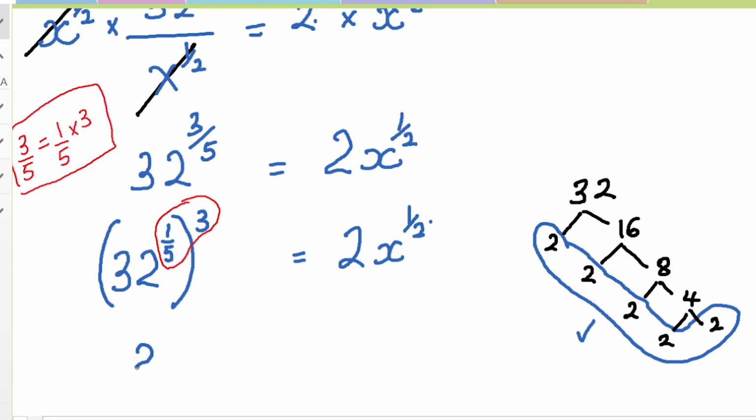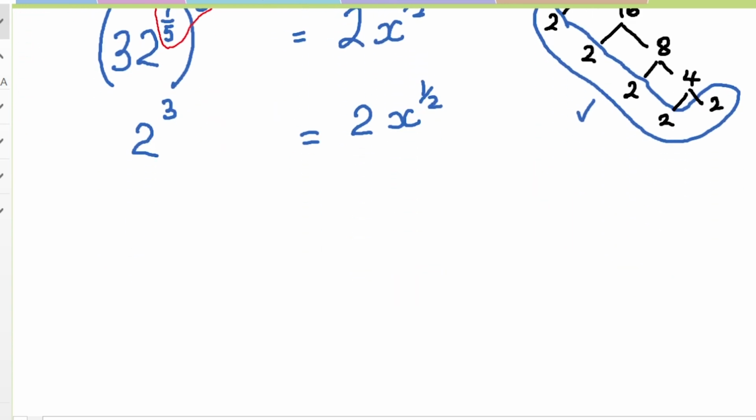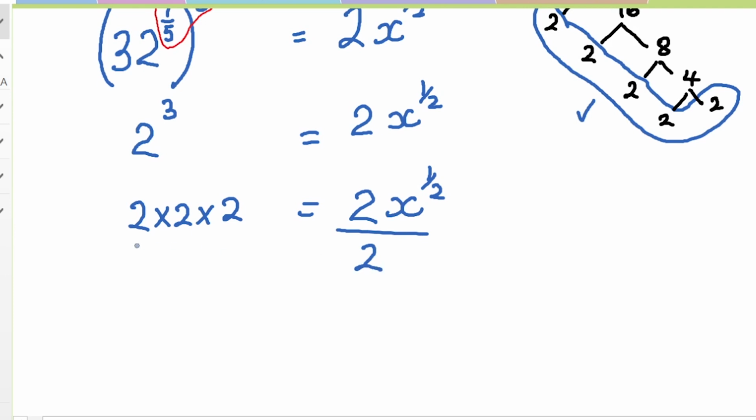So this means 2 to the power 3 is going to be equal to 2x to the power a half. That is what it is reduced to. So remember, this is going to become 2 times 2 times 2 is equal to 2x to the power a half. Let me divide both sides by 2. Remember, we're interested in finding x to the power half. So 2 and 2 go by 2 once, by 2 once. You remain with 2 times 2, which is 4, is equal to x to the power a half.